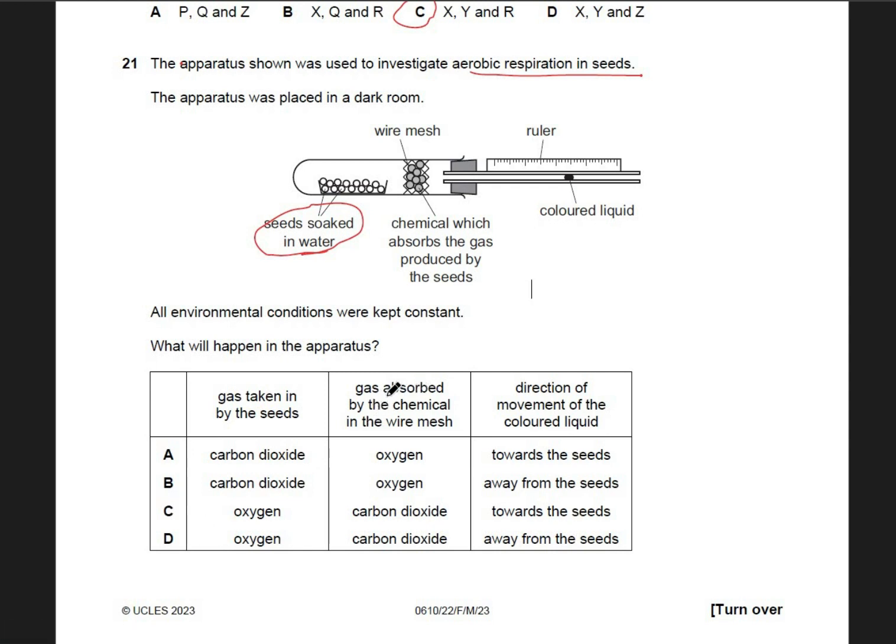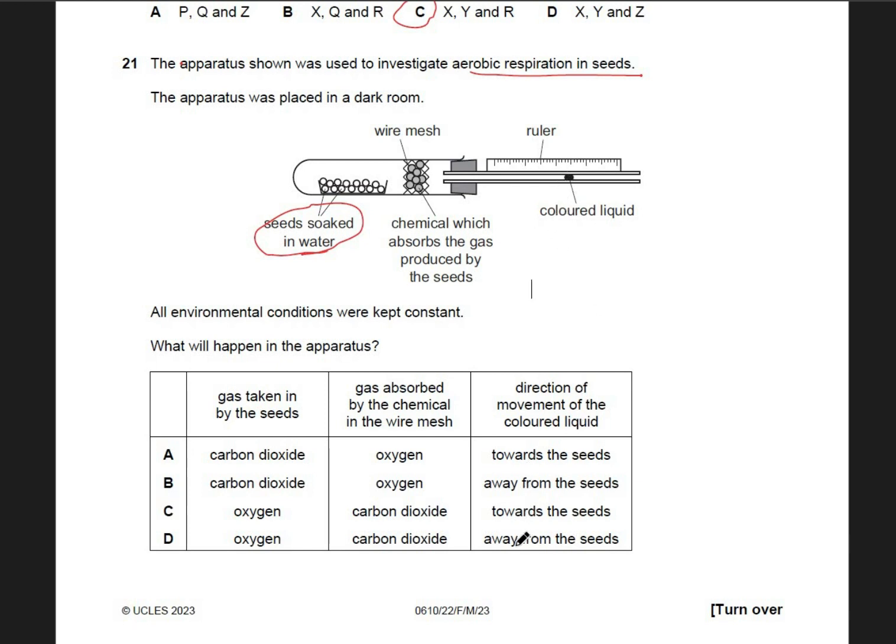Alright, now the second column says gas absorbed by the chemical in the wire mesh. As I have just told you, the respiration will give off carbon dioxide. So carbon dioxide will be absorbed in the wire mesh. So still we are clueless between C and D. We are confused between C and D. Now let's read the third column, which says the direction of the movement of colored liquid. So the direction of the movement will be towards the seed or away from the seed.